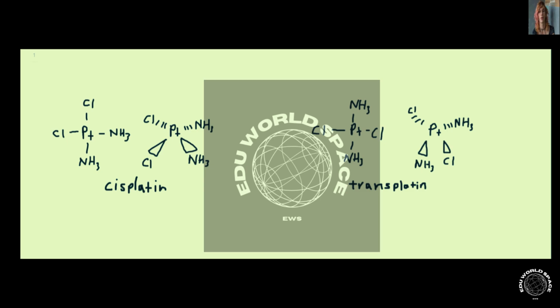All right, guys, we're doing problem number 94 of Chapter 9 in Chemistry Essential Science. In your textbook, there are two compounds of the formula Pt(NH3)2Cl2. One is called cisplatin, on the left, and transplatin, on the right. Which compound has a non-zero dipole moment?